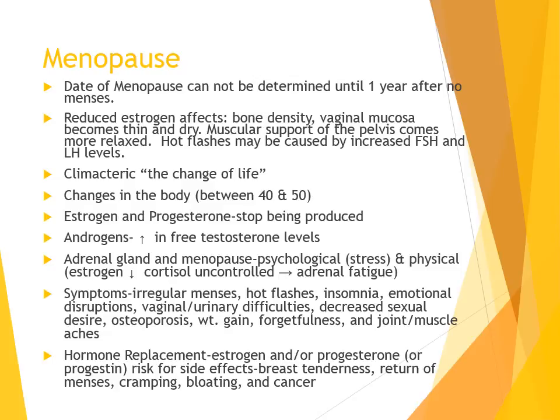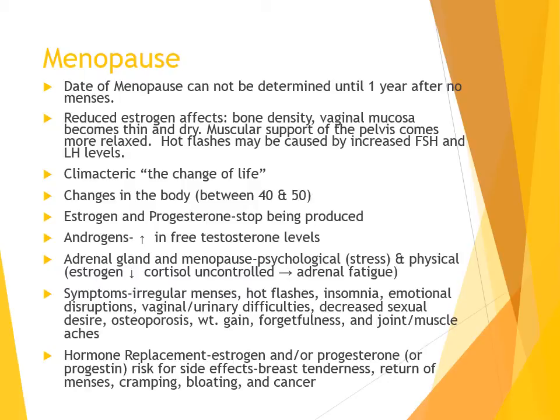As a woman ages, the menses will become infrequent and eventually cease, leading to menopause, generally between the ages of 40 to 50. Date of menopause cannot be determined until 1 year of no menses. This is known as the change of life. A woman experiences the decreased production of estrogen and progesterone. The reduced estrogen affects bone density, vaginal mucosa becomes thin and dry. Muscular support of the pelvis becomes more relaxed, and they may experience hot flashes, which can be caused by an increase in the FSH and LH levels.